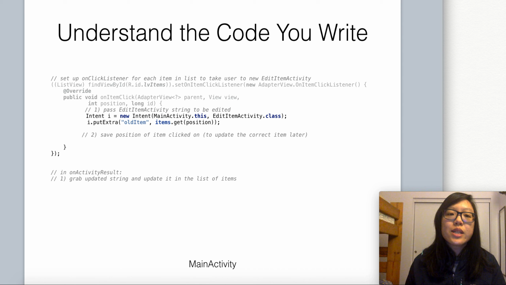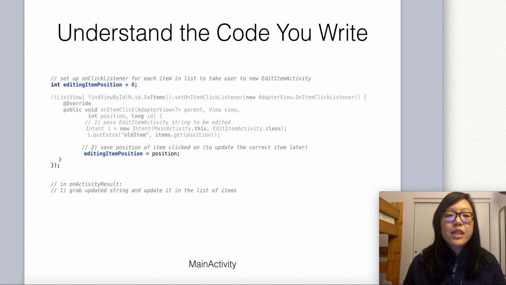I do that here with an intent, and I pass it the string by putting in an extra with the key old item. And the second thing we needed to do was save the position. In order to do this, I created a new variable called editing item position, and then I set that editing item position variable to the position of the item that the user clicked on.